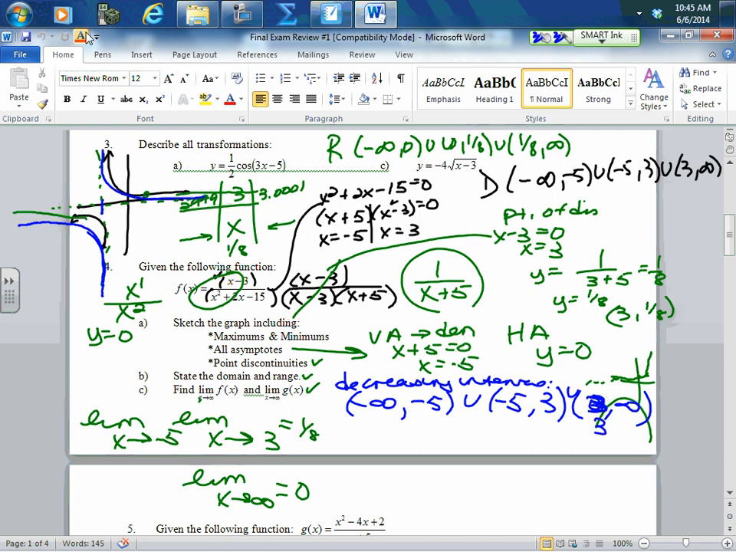There's no increasing in this. This would also be your concavity. This is concavity down in this section. This is concavity up in this section.